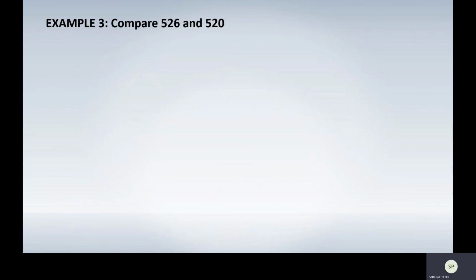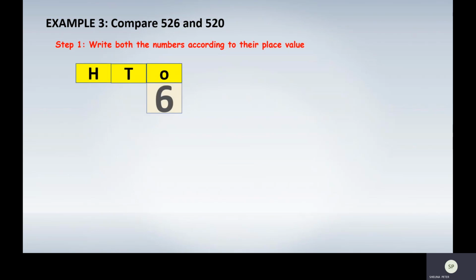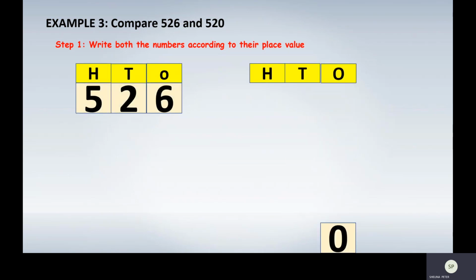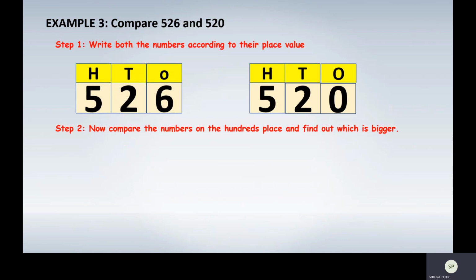Compare 526 and 520. So what is the first step? Very good. Write both the numbers according to their place value. So we have written both the numbers according to their place value. Now step 2 is compare the numbers on the hundreds place and find out which is bigger. So let us take the numbers at hundreds place. So which number do we have at hundreds place? Very good. We have 5 at hundreds place.